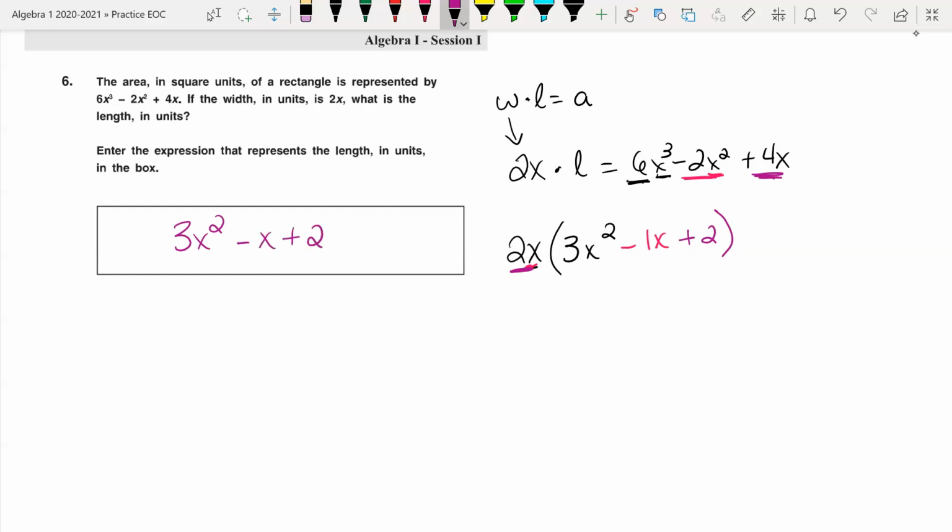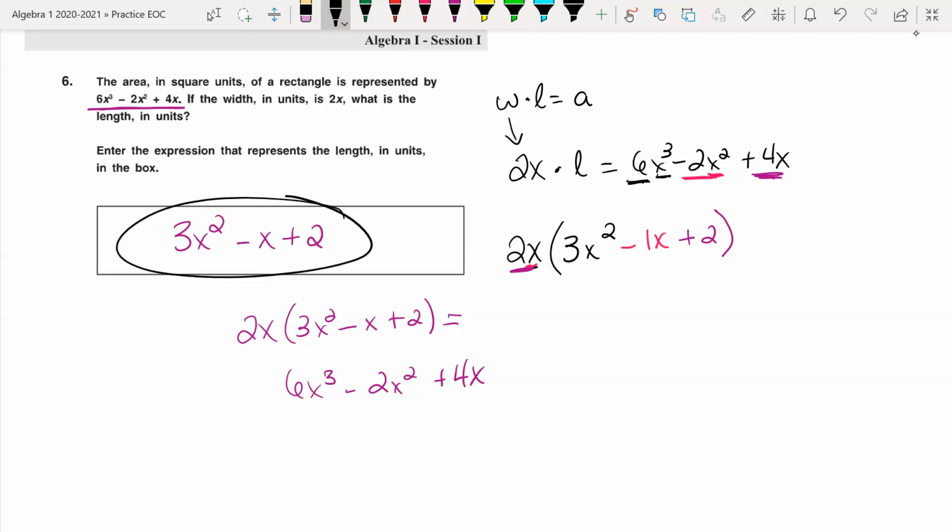And we can decide, all right, well, does that work? If we do the box method, I should get back to this answer because that's the area, because this is width times length. And again, if you do the box method and you multiply, or even if you just distribute, you get what we started with, which is what your goal is. So the length is that answer right there.